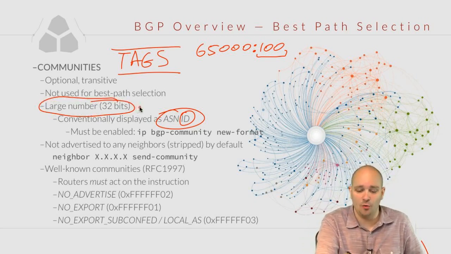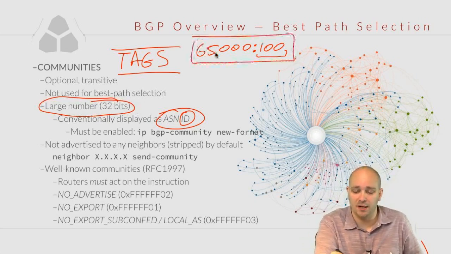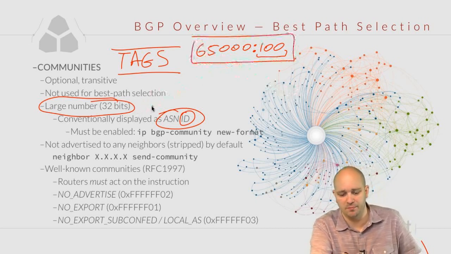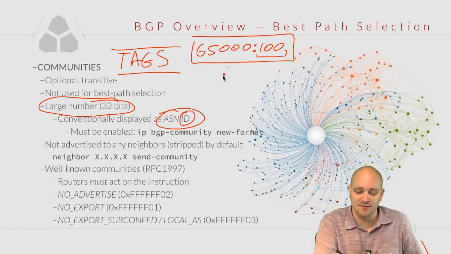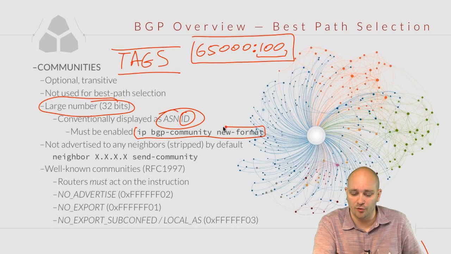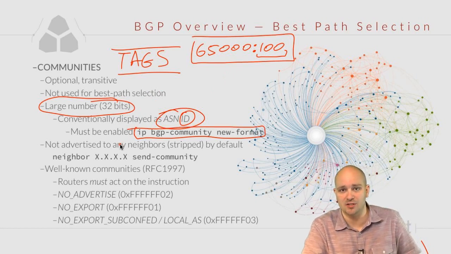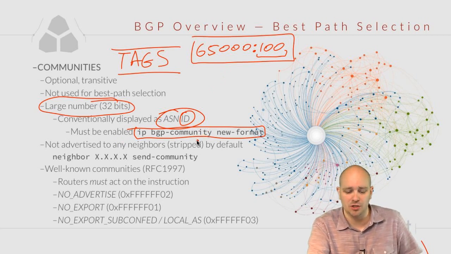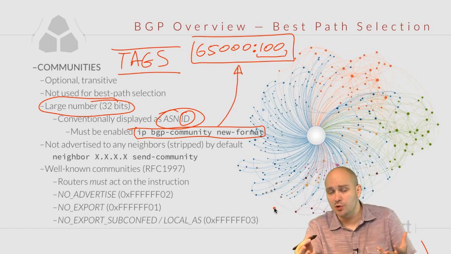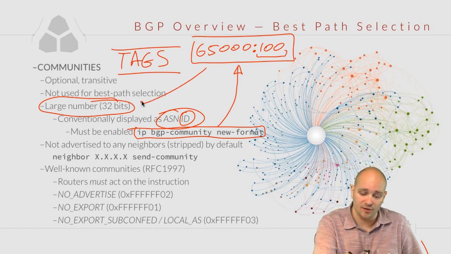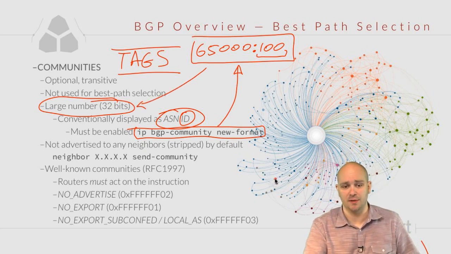By default, in IOS, the communities will not be displayed in this format. They would actually be displayed as a really large number, and I can't even think of what this number would be. So if you want to see communities displayed in this format, you need to explicitly configure a global IOS command. So this is outside the router BGP. This is the global IOS configuration command, ip bgp-community new-format. That is simply going to show you the communities in this format. The communities in BGP updates are always carried as really large 32-bit numbers.